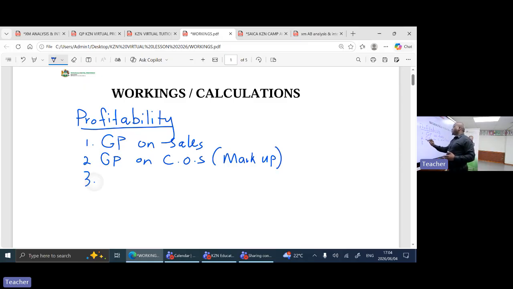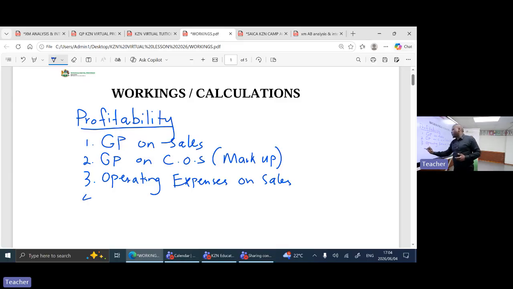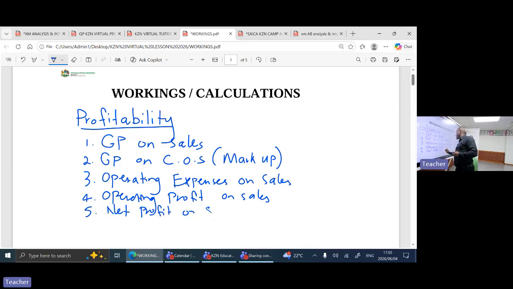We also have number 3, which is called operating expenses on sales. We want to see how well the business is controlling their expenses. Then we also have number 4, which is going to be operating profit on sales. Then number 5, we have what is called the net profit on sales.